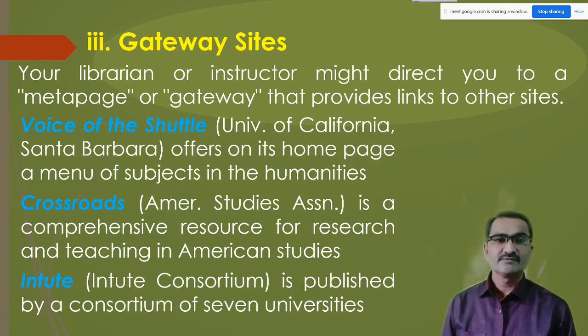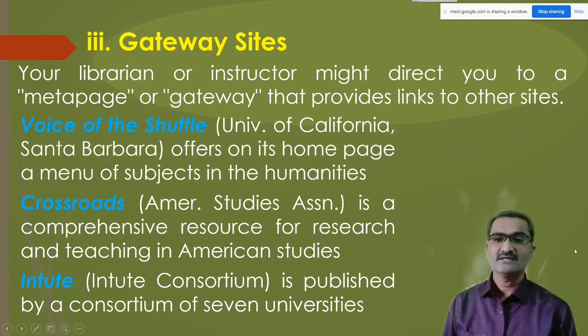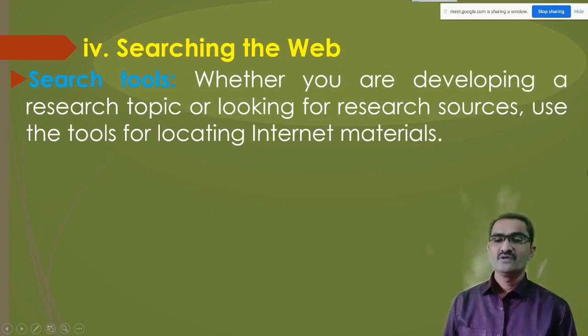Intuit Consortium. It is published by a consortium of 7 universities. So these 7 universities have worked together, and then that is published for the others. So researchers can use such important sources. Searching the web. There are various kinds of search tools. You people are familiar with that. Whether you are developing a research topic or looking for research sources, use the tools for locating internet materials.